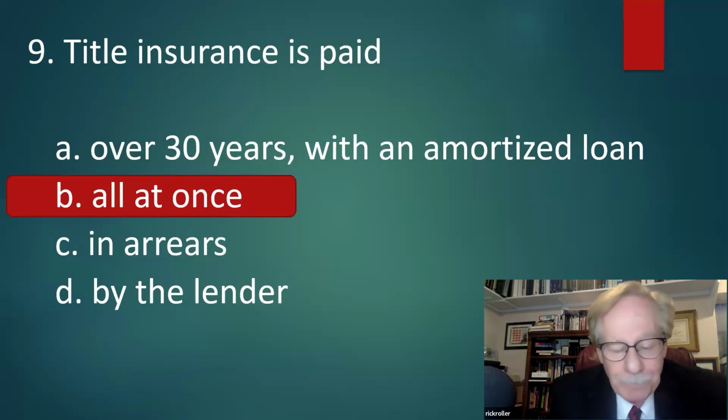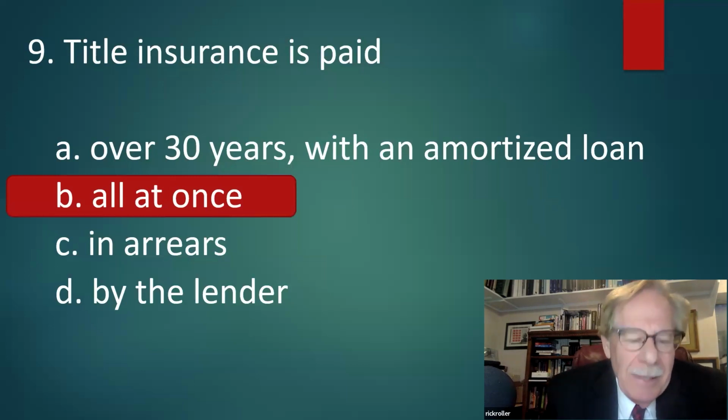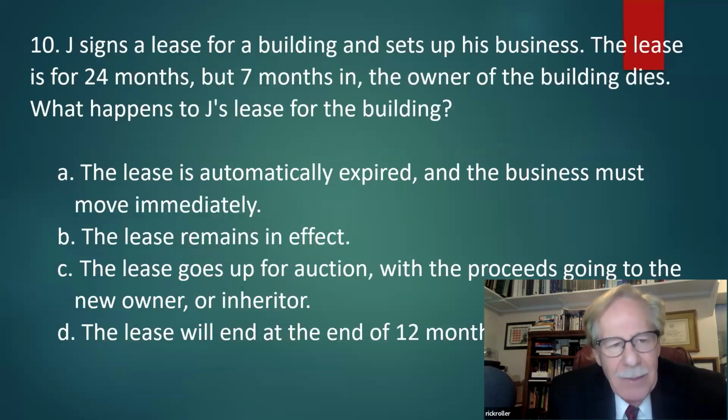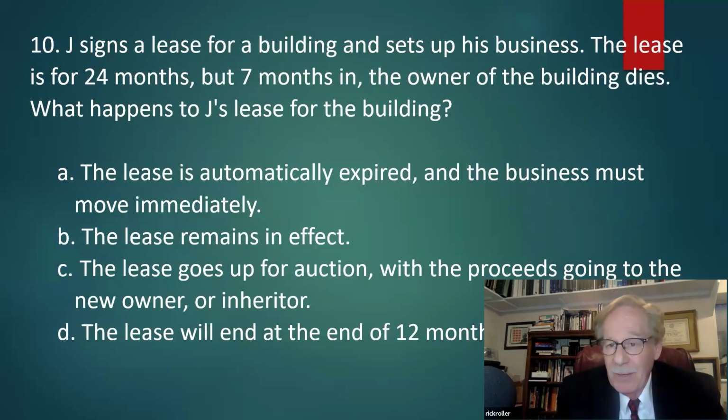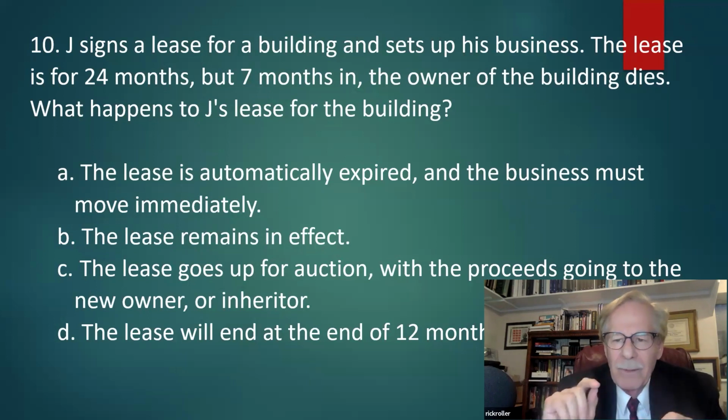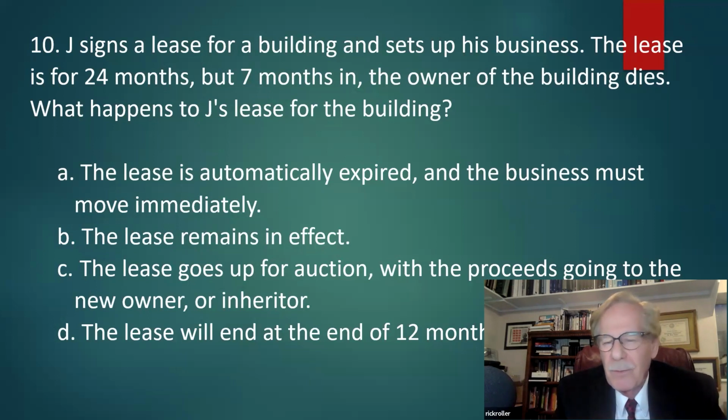Let's look at number 10. Now, number 10 is a fun one because it says Jay signs a lease. Okay, so we're talking about leasehold estate. We're talking about a tenant for a building and sets up his business. Oh, great! It's a commercial type thing. The lease is for 24 months, kind of a short lease, okay. But 7 months in, the owner of the building dies. Now, we have a tenant who's living in the building, and the landlord passes away. Okay, all right. What happens to Jay's lease for the building? I mean, the landlord died.